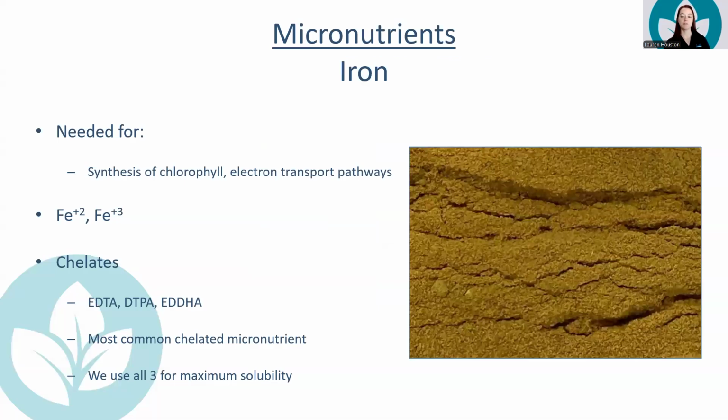Now let's take a look at the individual micronutrients and their role in plants' life cycles. Iron is the first. It's required by plants for the synthesis of chlorophyll, and it's a crucial component in electron transport pathways. In nutrient solutions, iron is typically supplied in chelated forms, which allows for increased solubility across a broader pH range. These chelated forms include EDTA, DTPA, and EDDHA. In our formulas, we use all three chelated forms for maximum solubility.